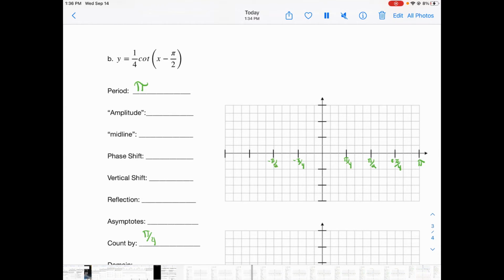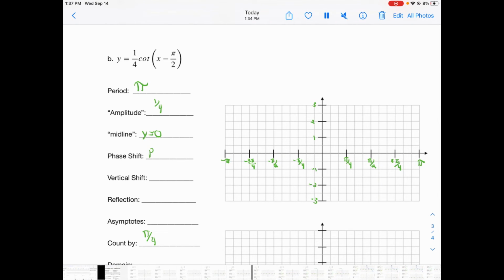The first thing, as you notice, I'm trying to get the scale done. So if my period is pi, I'm counting by pi over 4. My amplitude, I said, is 1/4, so I'll make my y scale. I could count by half, but I think I'm going to count by 1, just so you can see how the graph really stretches out. But you could have changed your scale to what you wanted. Okay, there's no midline change, but there is a phase shift, and there's no vertical shift.